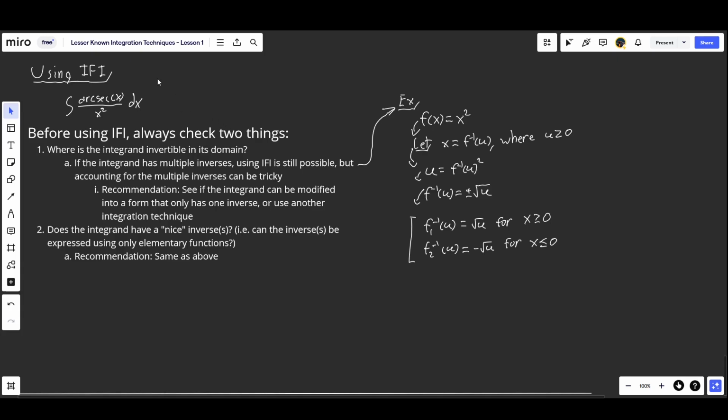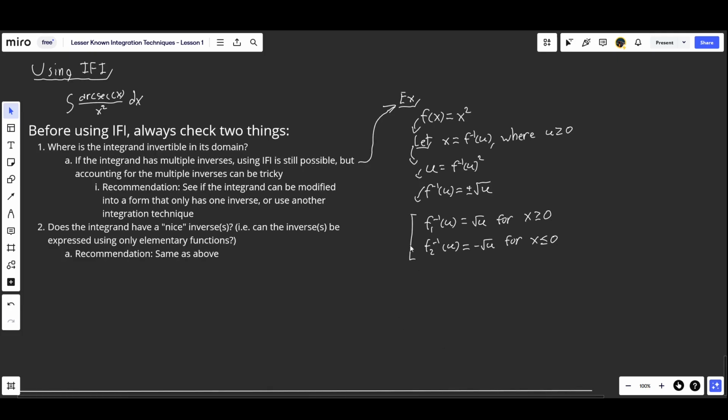However, if you do want to use inverse function integration, there are two things that you should always check before proceeding. The first thing you should check is whether the integrand is invertible on its domain. Ideally, it will be invertible on its entire domain. But sometimes you'll have an integrand that has multiple inverses.